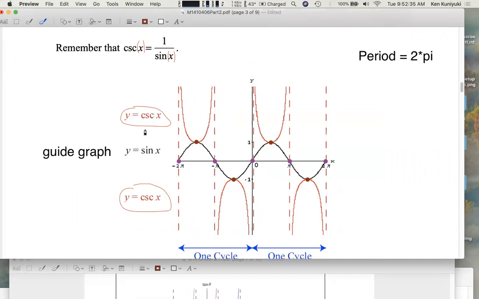Where do we draw the VAs, the vertical asymptotes, for y equals cosecant of x? Cosecant of x is undefined when sine of x is 0. That is, we draw the VAs, which are dashed lines here, through the x-intercepts of the black sine graph. X-intercept, or 0, for sine, we get a VA for cosecant. Intercept goes to VA, intercept goes to VA. You draw VAs for the cosecant graph through the x-intercepts, or zeros, for the sine graph, the guide graph.